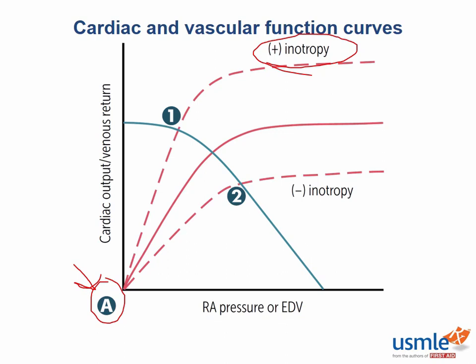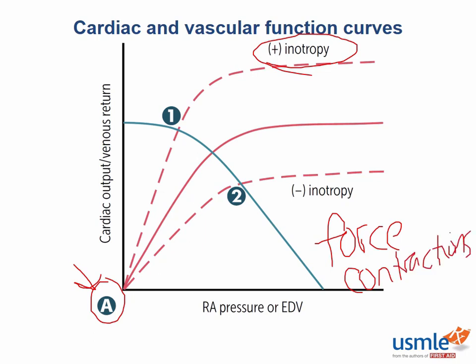Changes in inotropy indicate changes in the force of muscular contraction. So really it's the force of contractions, or the contractile force of the heart. That is referred to as inotropy. It is a change in contractility. An increase in inotropy means there's an increase in contractility independent of preload. This is key. It is independent of preload.